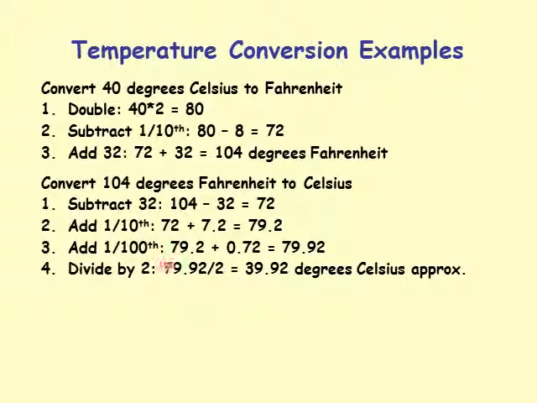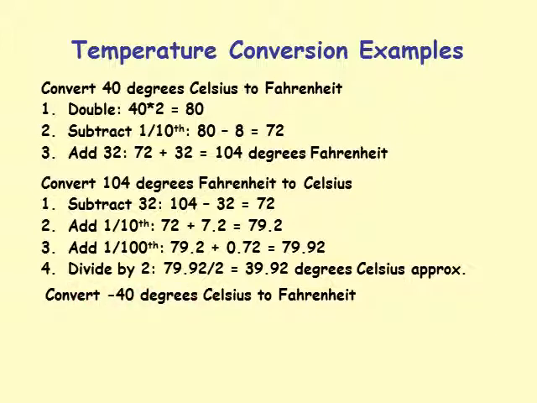Now we are going to divide. 79.92 divided by 2 is 39.96 degrees Celsius, and approximately it's not the 40 we started with, but it's off. It's 39.96, which is less than 40, so the deviation is minus 0.04 degrees Celsius. Let's continue here.